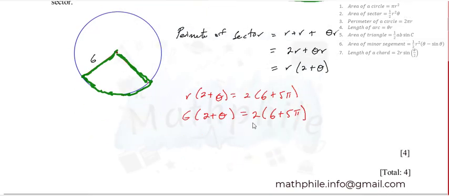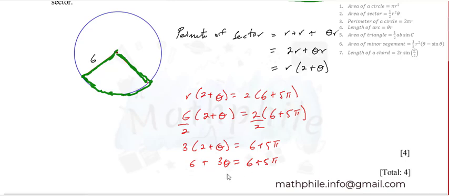I can divide everything by 2. So divide this one by 2, divide this one by 2, leaving you with 3(2 + theta) is equal to 6 + 5π. Distribute the 3. This gives you 6 + 3 theta is equal to 6 + 5π. Now subtract 6 from both sides. We should get 3 theta is equal to 5π, where theta should be equal to 5π over 3. So you take your time and solve this one.